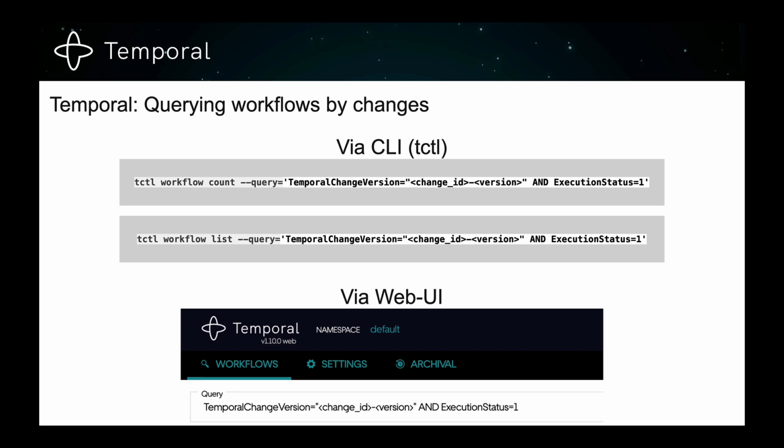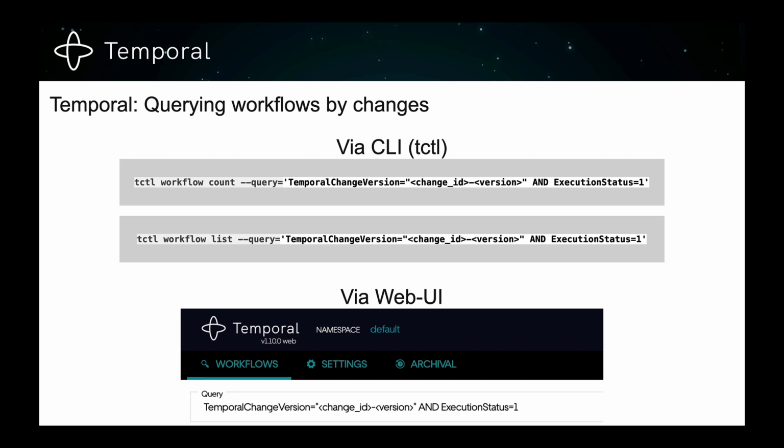And this is the same as with any other search attributes in Temporal. The second query, using the CLI, is just tctl workflow list, which is going to list us all the workflows that are currently running and have the TemporalChangeVersion set to the value of change-ID-dash-version. Another way is you can query workflows by change via the Temporal web UI.